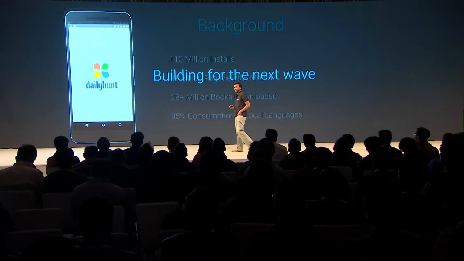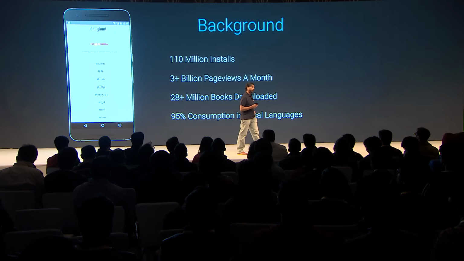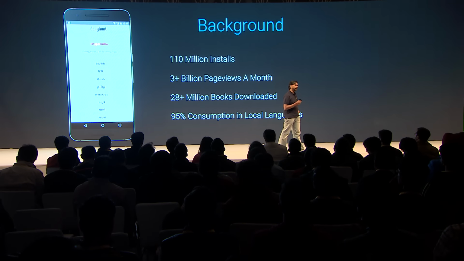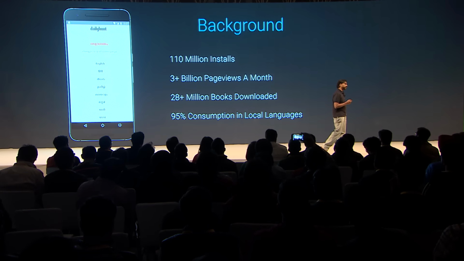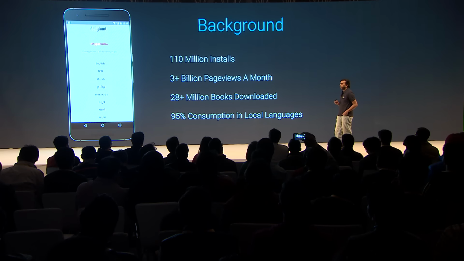Dailyhunt is India's largest news and content platform, with content ranging from ebooks to content helping with education and test prep material. These stats help us. So far the app has been able to manage over 110 million installs. Through the highly engaging experience, it manages 3+ billion page views a month, and over 28 million book downloads.